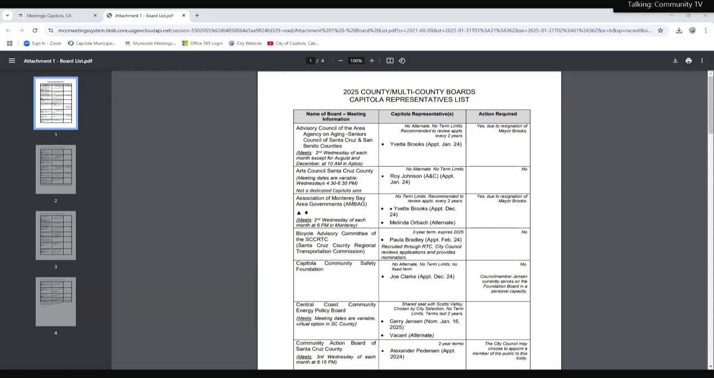Thank you. The next group that currently has a vacancy, also the second one alphabetically, is the Association of Monterey Bay Area Governments, also known as AMBAG. It meets on the second Wednesday of each month in Monterey, and the current representatives we have are Yvette Brooks, and Councilmember Orbach was the alternate, and so we do need to update this due to the resignation of former Mayor Brooks. Do you want it and I'll take the alternate? I mean, all these times, I'll admit, are very hard for me at this point.